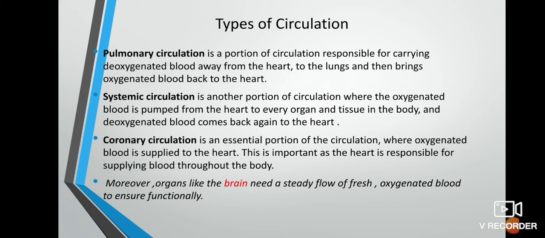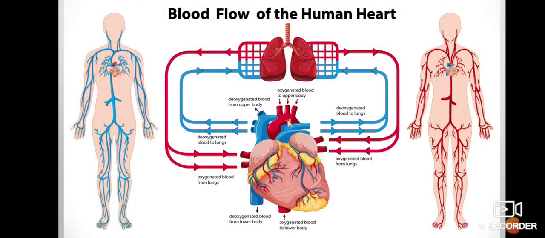Third, coronary circulation is an essential portion of the circulation where oxygenated blood is supplied to the heart. This is important as the heart is responsible for supplying blood throughout the body. Moreover, organs like the brain need a steady flow of fresh oxygenated blood to ensure functionality. This is the diagram of the blood flow of the human heart.